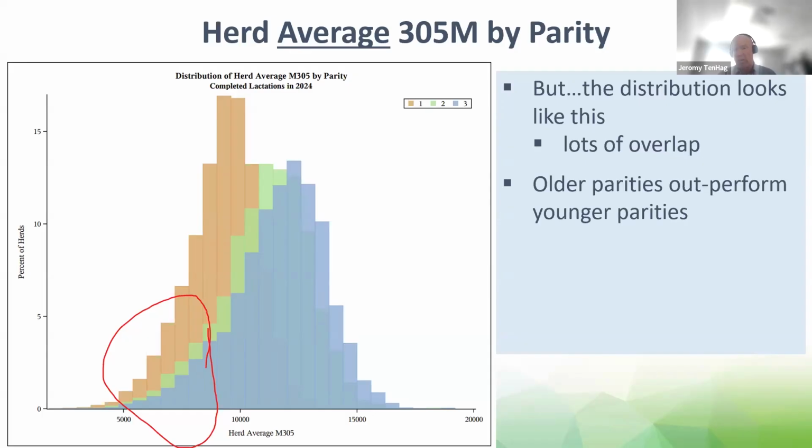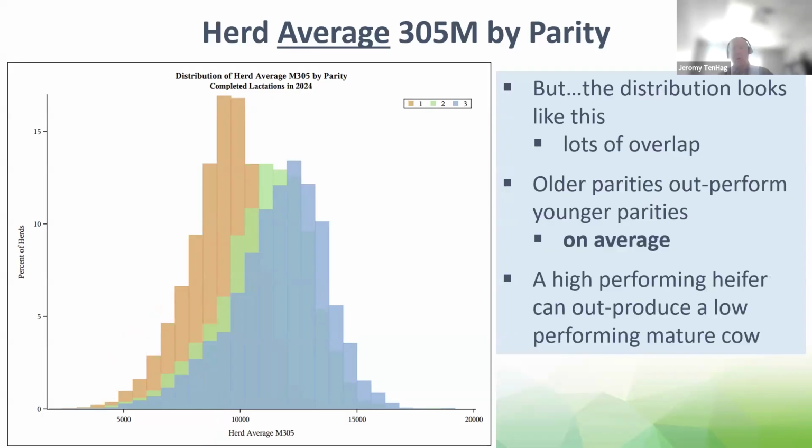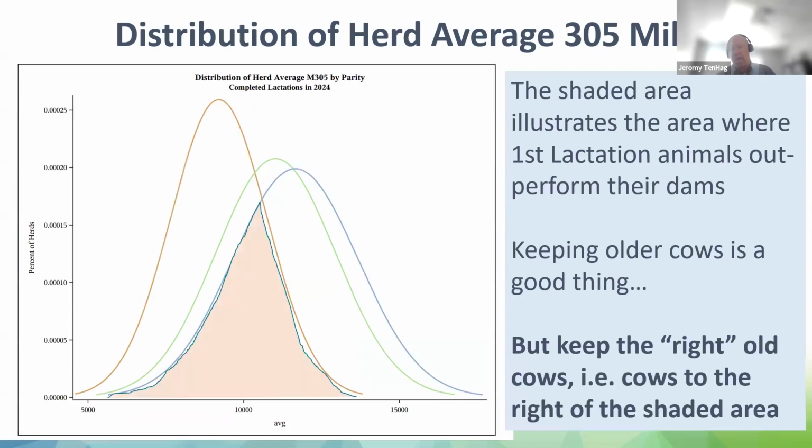So certainly older parities do outperform the younger parities, but that is on average. Not all of the older cows do that. So if we look at a high performing lactation 1 animal, they can certainly outperform or outproduce lower performing older cows.